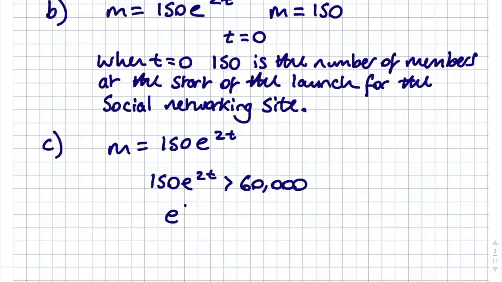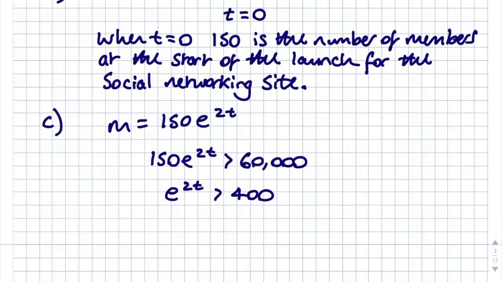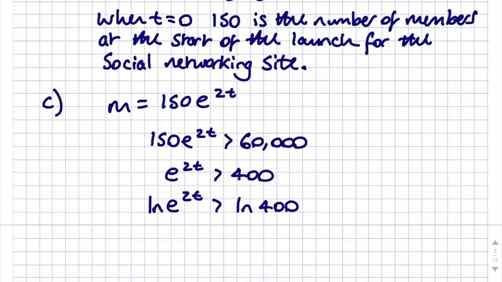So we should get e to the power of 2t is greater than 400. Now we've got an exponential inequality here, and the way to solve this is to take the natural log of both sides. Because remember, the natural log is the inverse operation of e. So if I take the natural log of e to the power of 2t, greater than the natural log of 400, then I can use my laws of logarithms to bring the power of 2t down to the front.